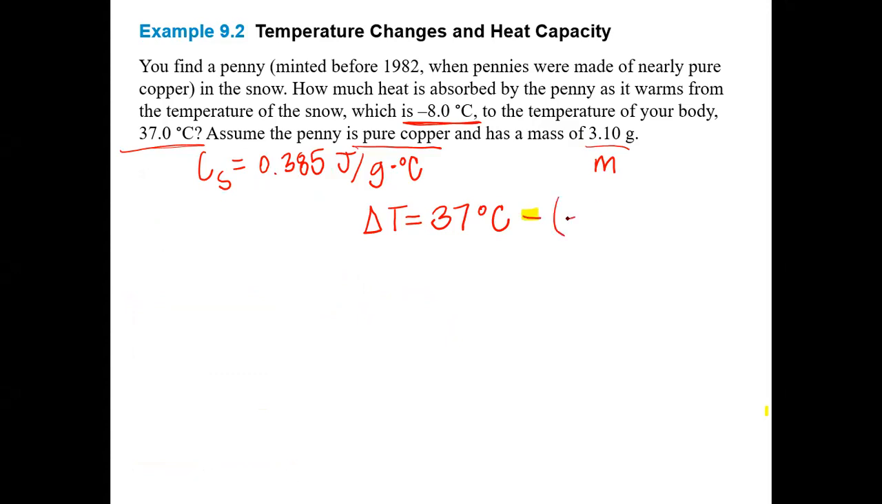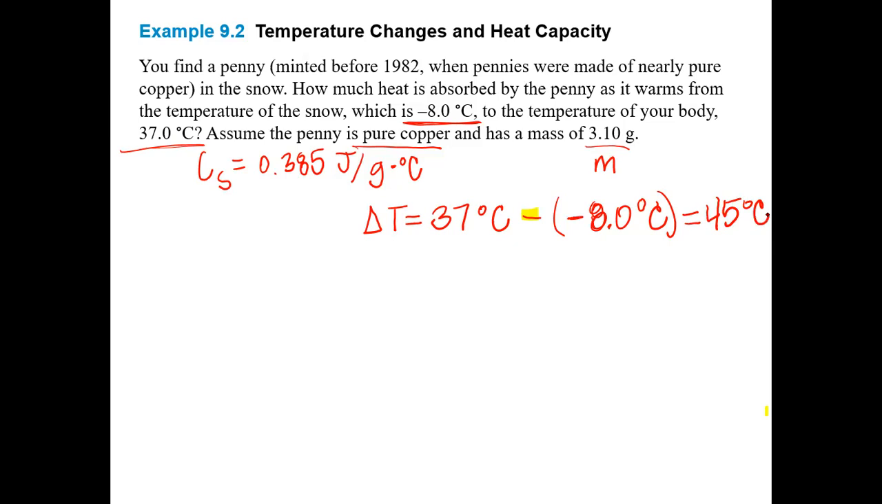Minus -8 degrees Celsius. It's always final minus initial, and because the initial is negative, I have to also include that negative there, which actually makes that positive. So my delta T is going to be 45 degrees C.